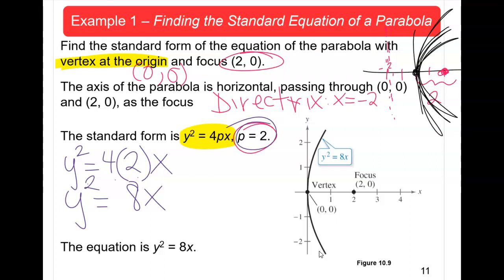So for now, let's just take the example that we have here, and I know the directrix was not part of it, but I'm just going to add it to the drawing here. And remember, the distance from here to here is the same as from the vertex to the focus.